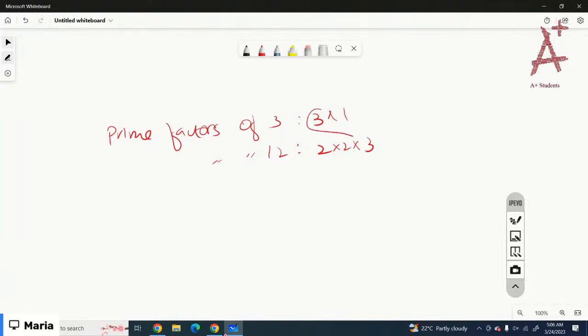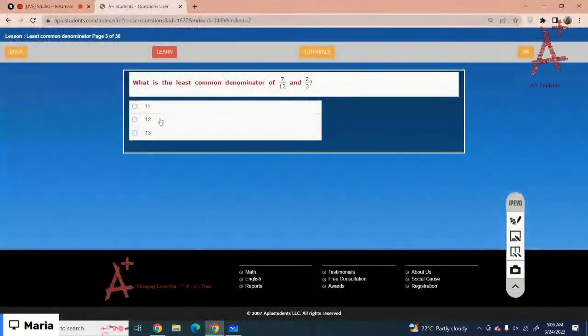Now look at the common factor. So 3 is a common factor and the rest of the numbers are 2 times 2. So it would be 4 times 3 is 12. So the least common denominator is 12. So the least common denominator for both the numbers is 12. So just select the correct option and click on the OK button.